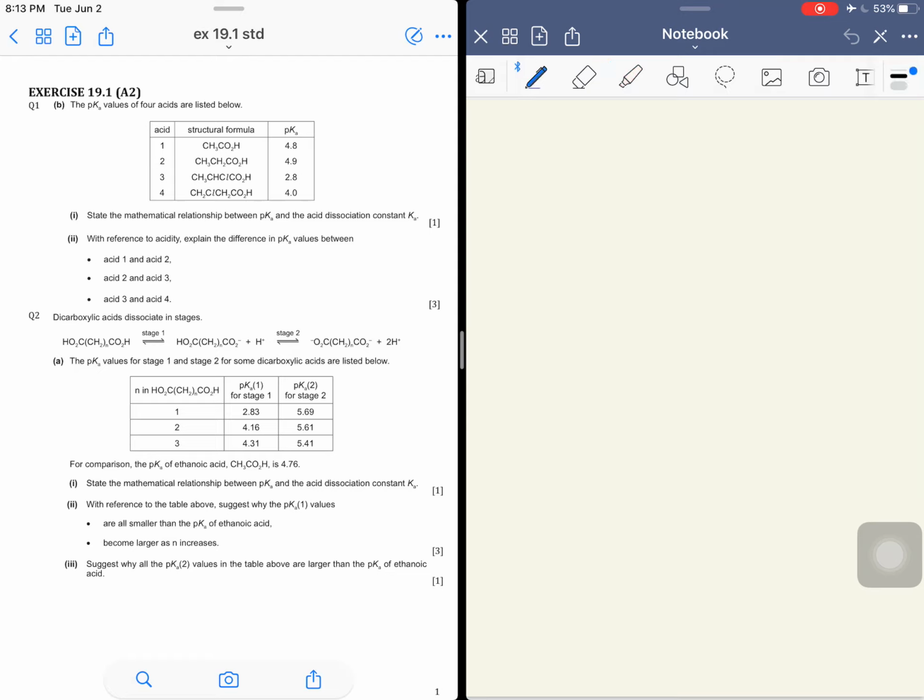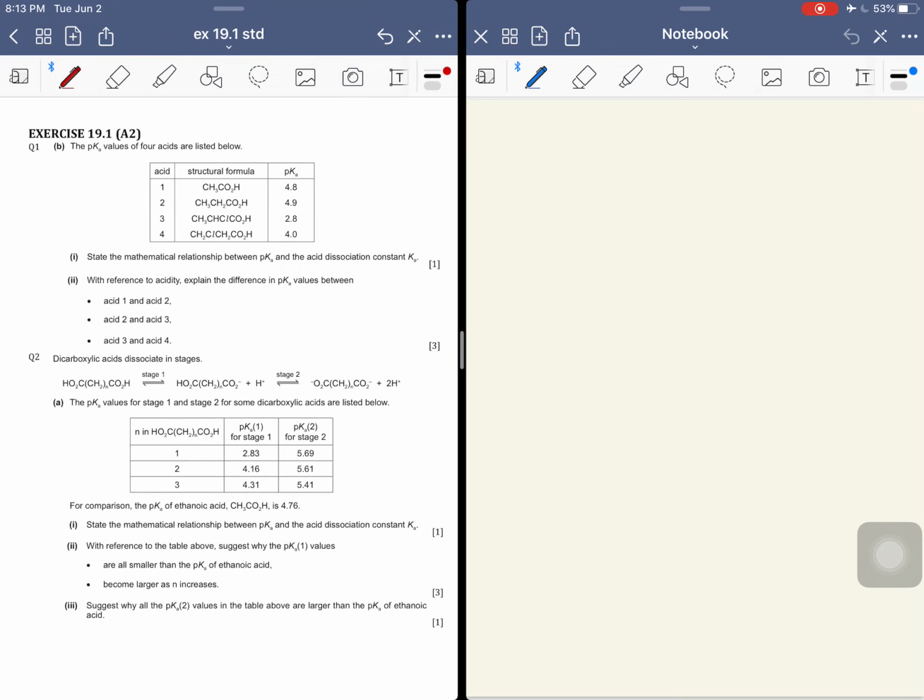The first question, so you're given the list of different carboxylic acids and their pKa value. Okay, so one thing that you need to take note is that pKa value is like the pH value. The lower the pKa, the lower the pH, the more acidic it is. Okay, so you can see based on the value which one is more acidic.